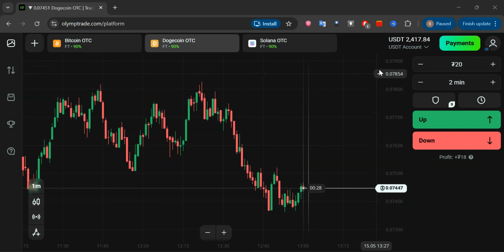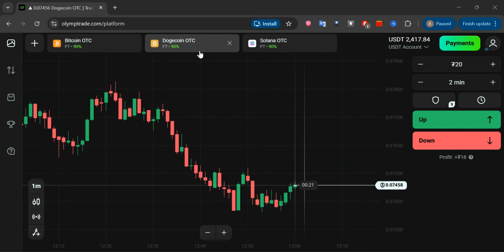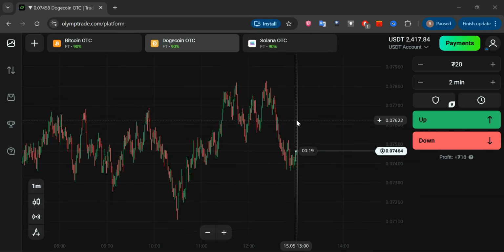I'll be using my USDT account, so you can fund your trading account with cryptocurrency and trade. And today we'll be trading Bitcoin, Dogecoin and Solana. So let's dive into it.